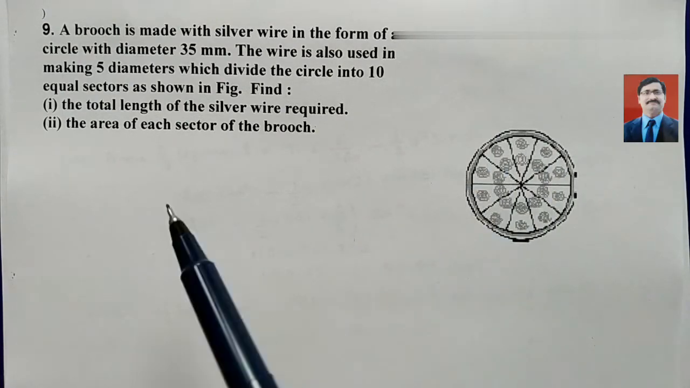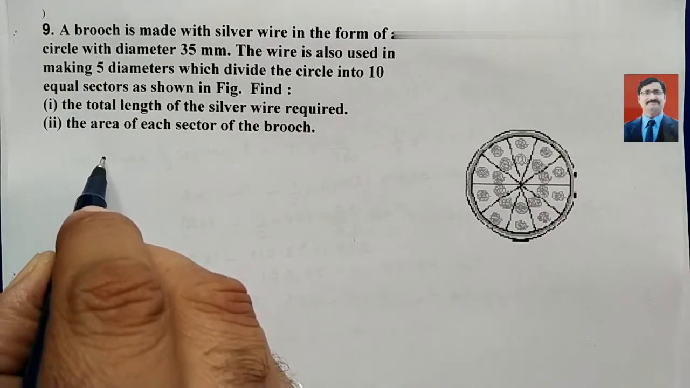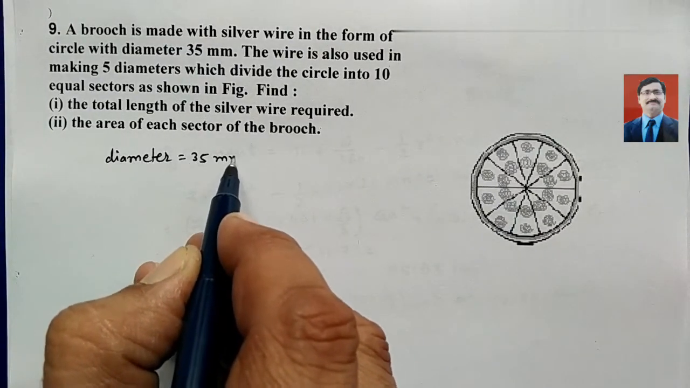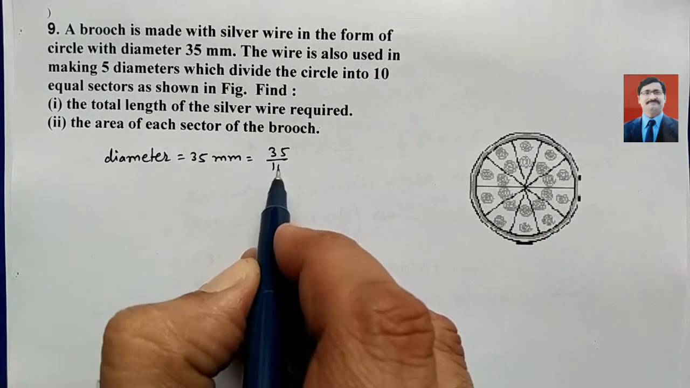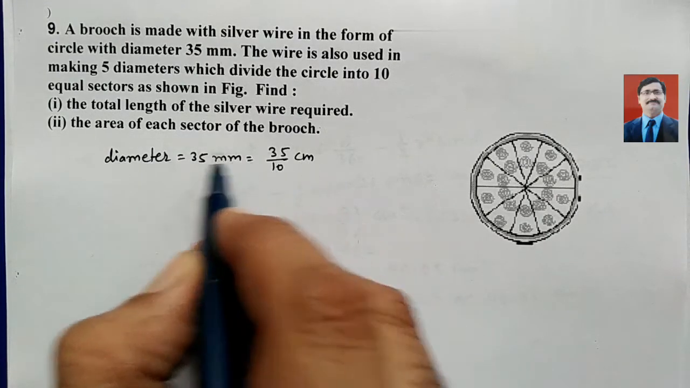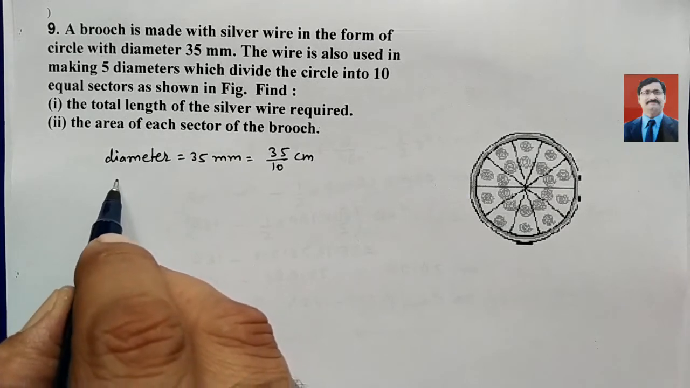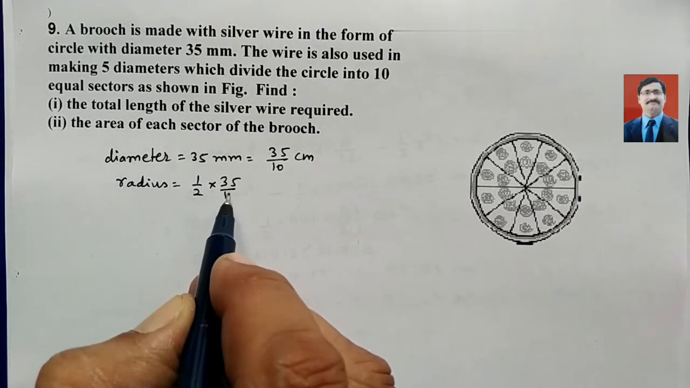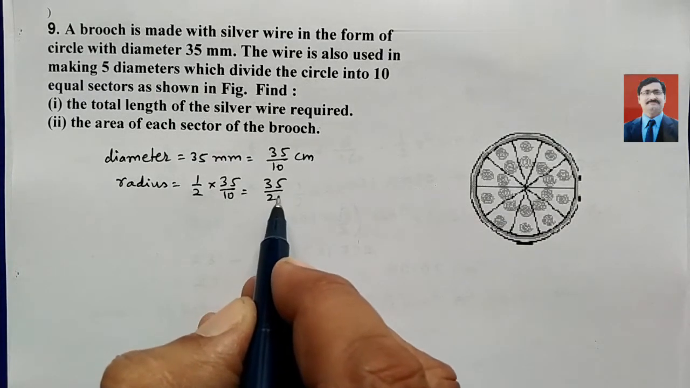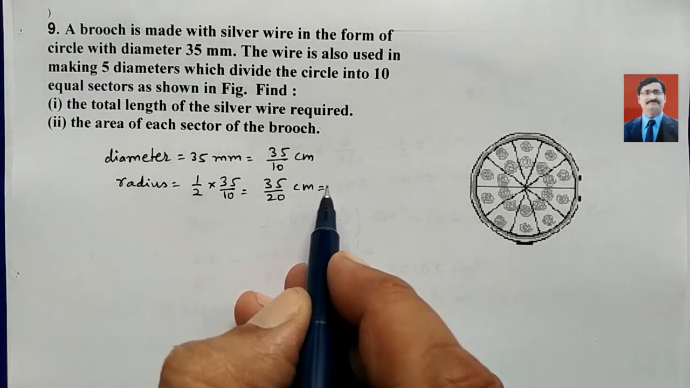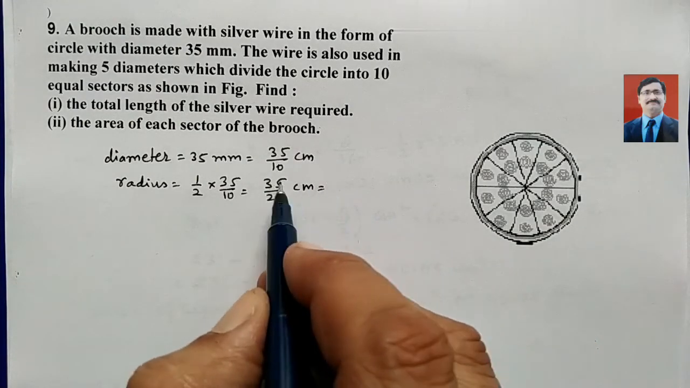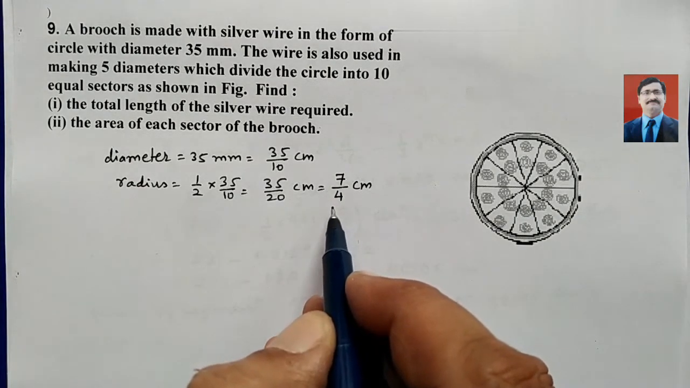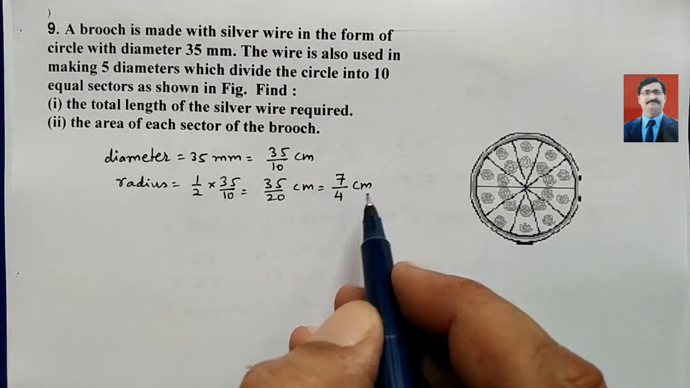So look here, first the diameter is given. Diameter is 35 mm. This we can write as 35 upon 10 centimeter. Diameter is this, so radius is half of this, so 35 upon 20 centimeter we get, and this we can cancel by 5. 5 7s are 35 and 5 4s are 20. Okay, so 7 by 4 centimeter we get.